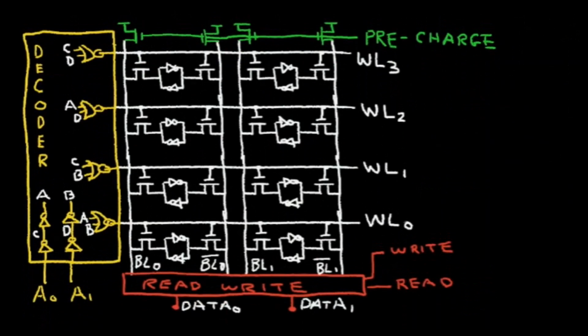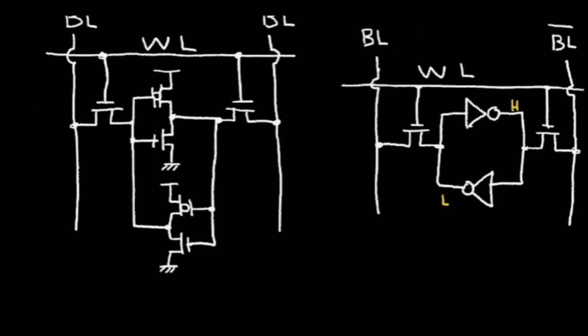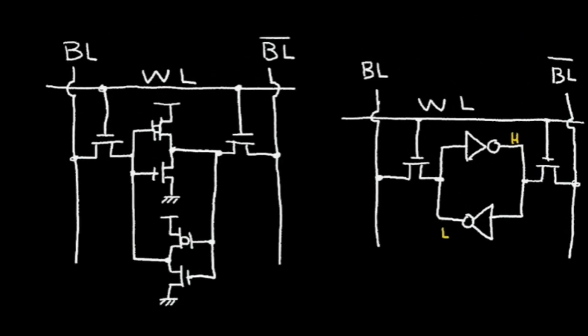The white part of this drawing shows how these 6-transistor static RAM cells are arrayed together. Here I have 4 bit lines. I have bit line 0, not bit line 0, bit line 1, not bit line 1. And notice that I have 4 word lines. And each word line in this example accesses 2 memory cells. So let's scroll back up and take a look at how this 6-transistor static RAM cell operates.